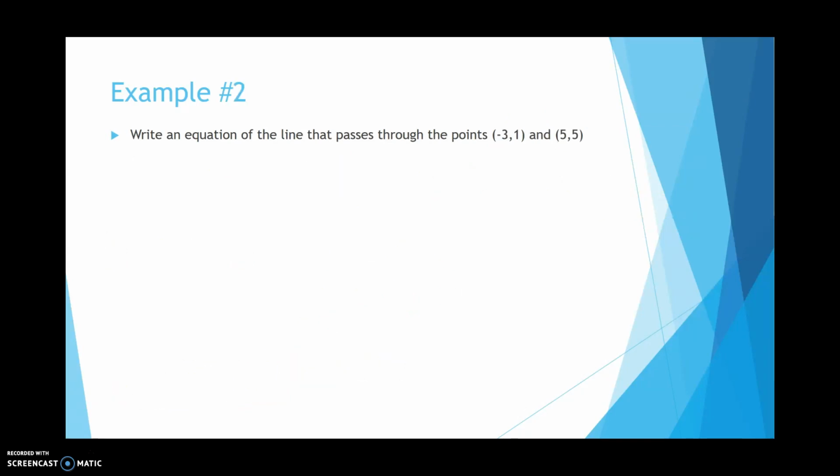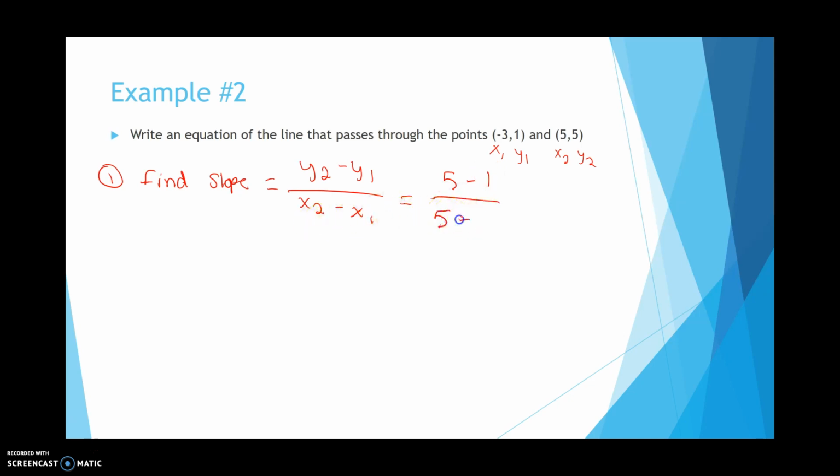Let's do another example here, very similar to the previous one, but I think by looking at another example, it'll help with this. So here, again, they want us to write an equation of the line that passes through the points (-3, 1) and (5, 5). Again, label if that helps, x1, y1, x2, y2. Step number 1, we're going to find the slope. So that's y2 minus y1 over x2 minus x1. y2 is 5 minus y1 is 1, over x2 is 5 minus x1 is -3, which is adding 3.